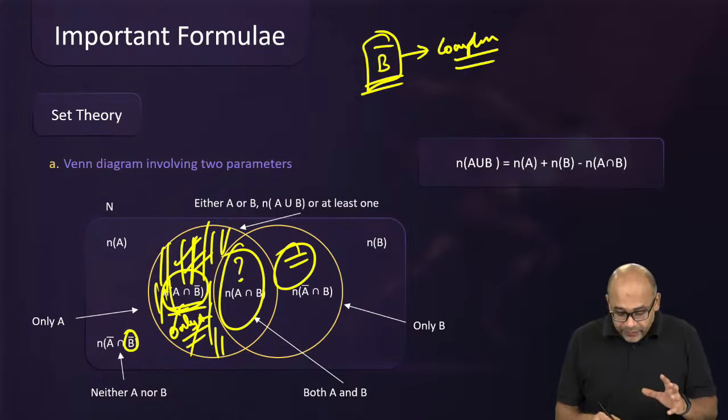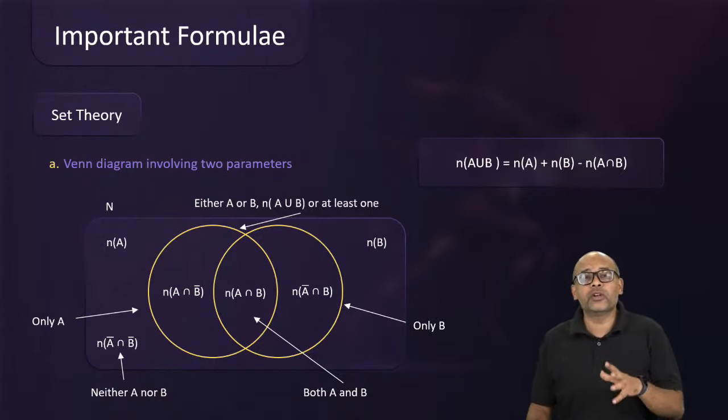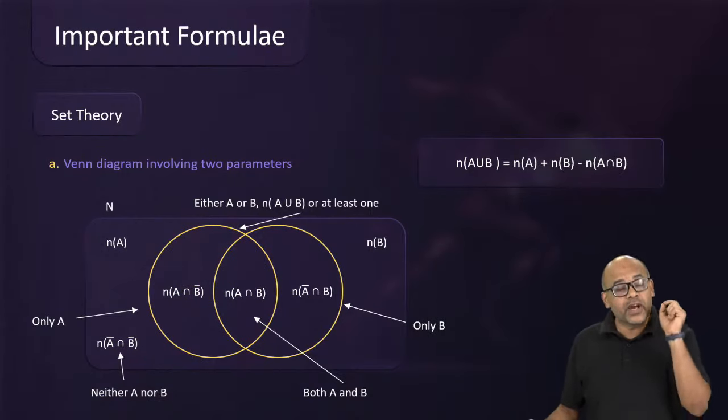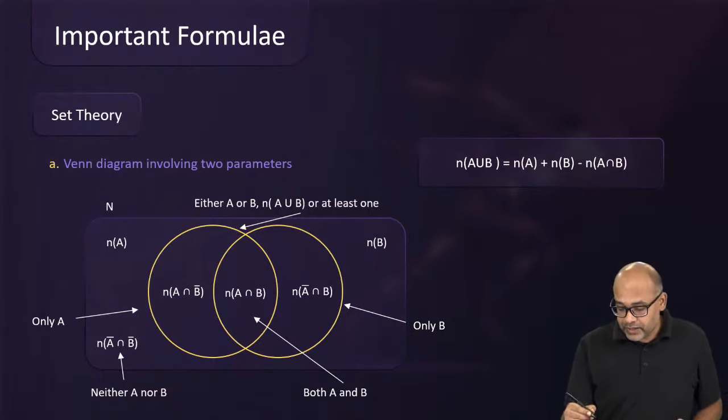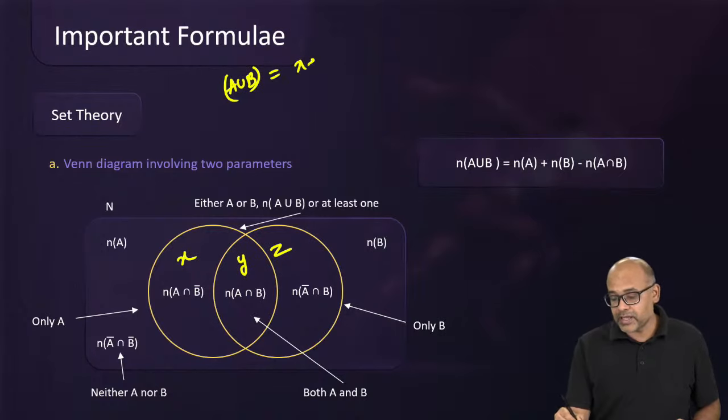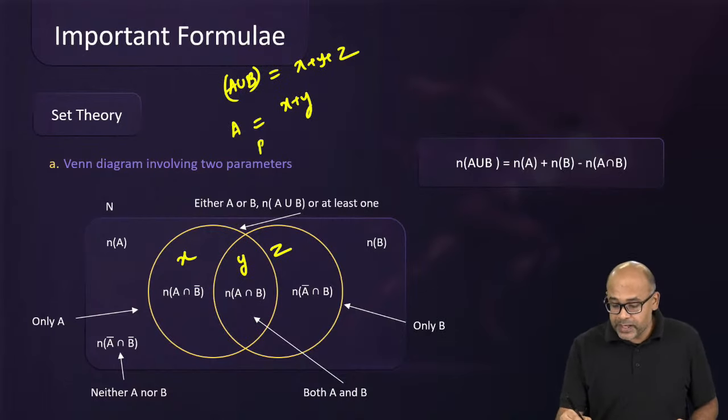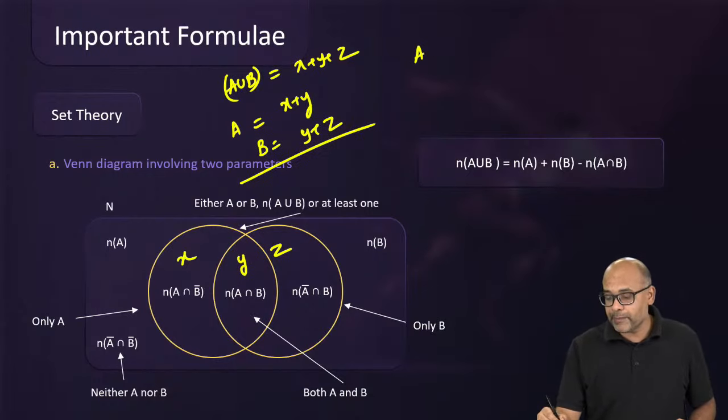Anyway, the funda here, guys, is don't get too technical about it. Understand the figure. If you understand the figure, the job is done. So what is A union B? Let us call these parts X, Y and Z. A union B is X plus Y plus Z. Do you agree? Now A is X plus Y, correct? And B is Y plus Z. If you add these two, you get A plus B equals X plus 2Y plus Z.